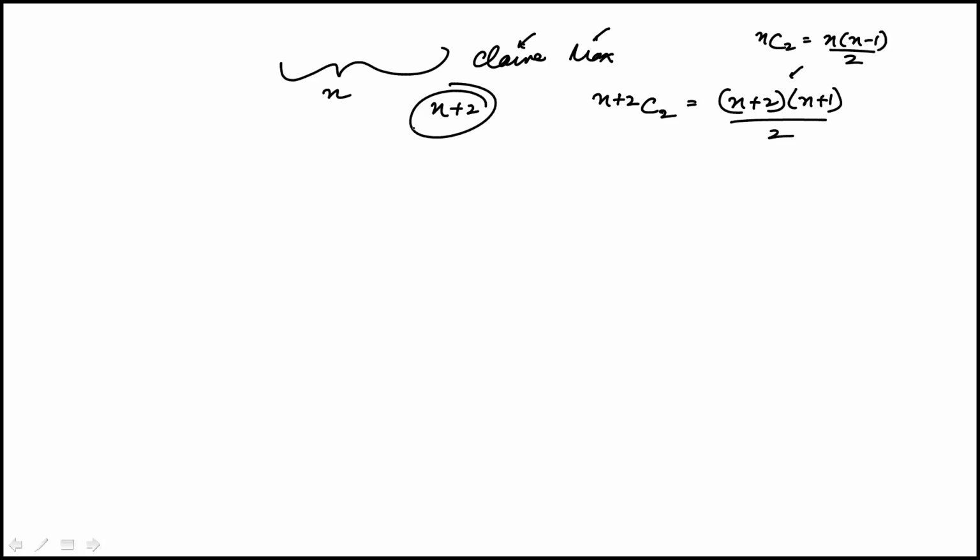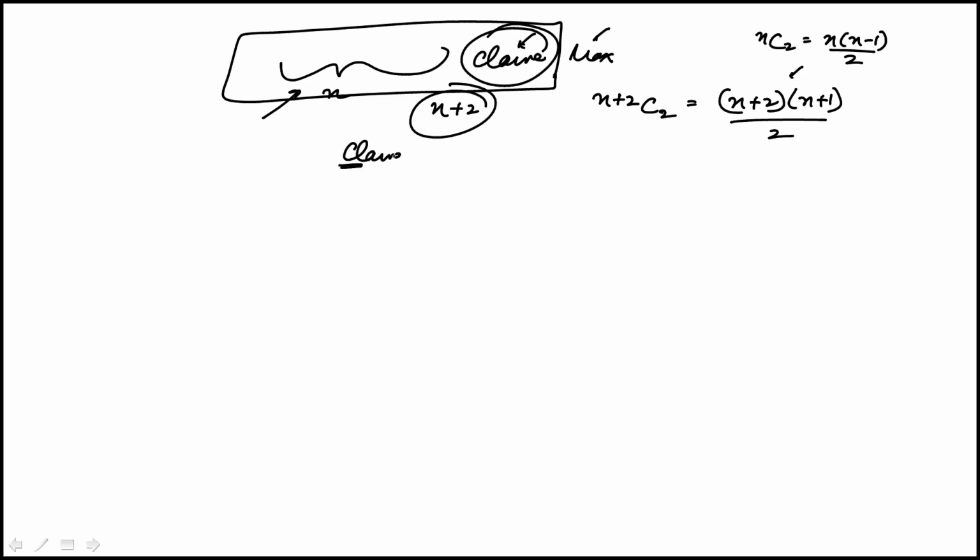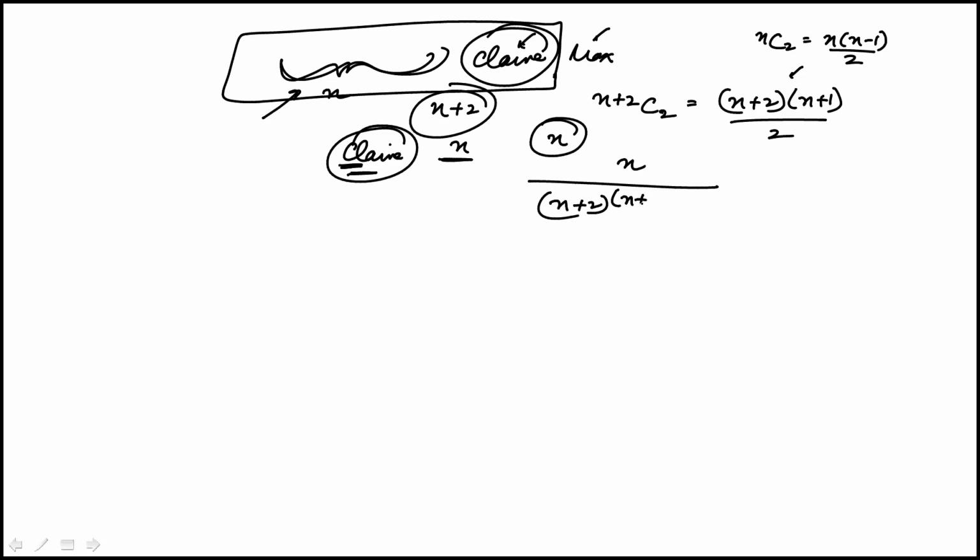So then the probability means it needs to include Claire but not Max. So we need to figure out the number of ways I can select 2 people where you have Claire. So one of them has to be Claire, and then the other person has to come from this set of n. So the number of ways I can do that is just n. So the probability I'm looking for is n over (n plus 2)(n plus 1) over 2. This is what I'm looking for.